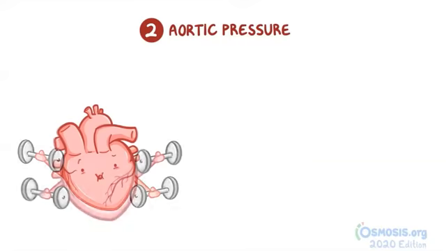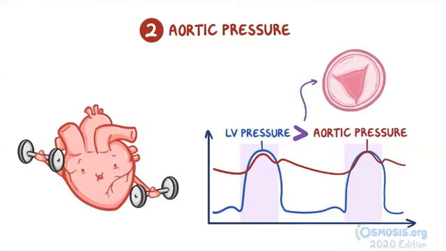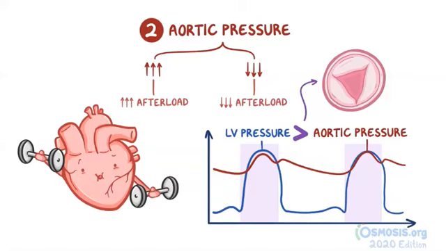Next one is aortic pressure. Increased aortic pressure means that the heart must contract harder and generate more pressure within the left ventricle in order to overcome aortic pressure and open the aortic valve. Therefore, increased aortic pressure increases afterload, while decreased aortic pressure reduces afterload.